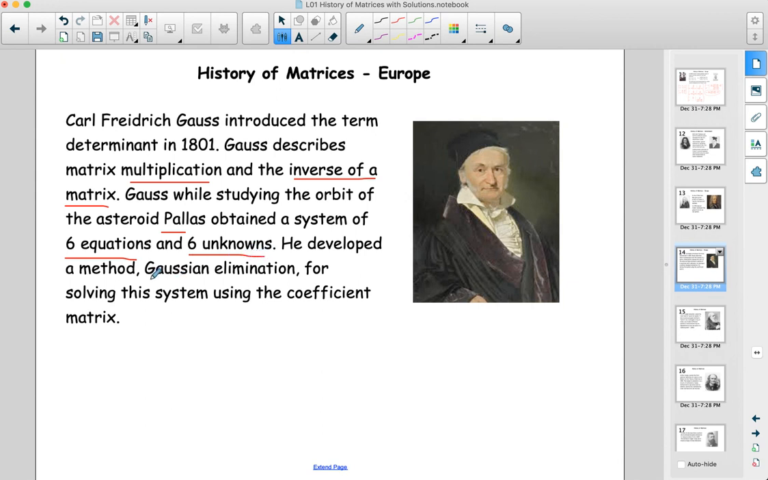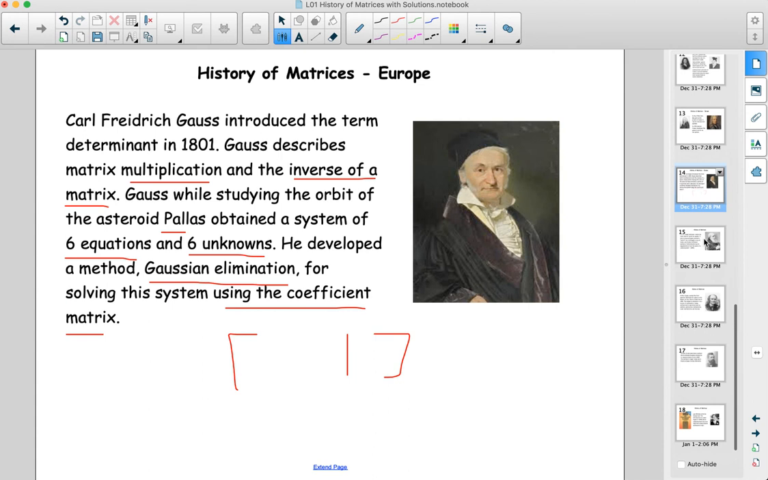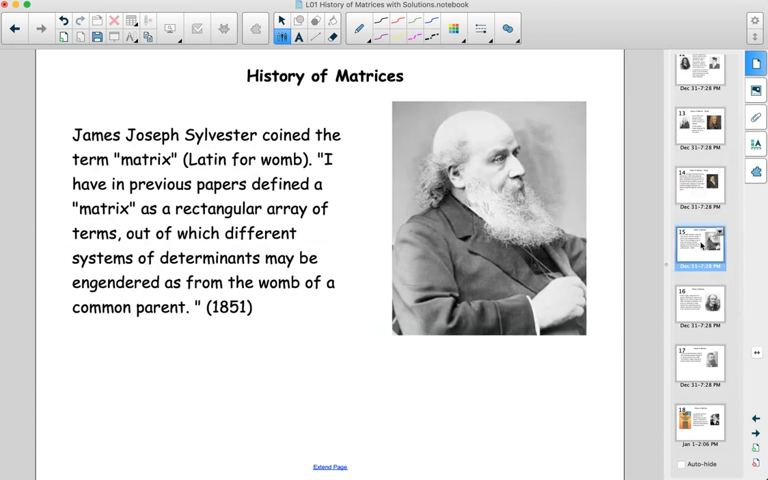So he developed the method Gaussian elimination that I was trying to show you earlier for solving using the coefficient matrix. So the coefficient matrix that we had written here. So constants were here, coefficients were here, saves you all the laborious effort of continuing to write all of the variables. What was the next major development after Gauss?